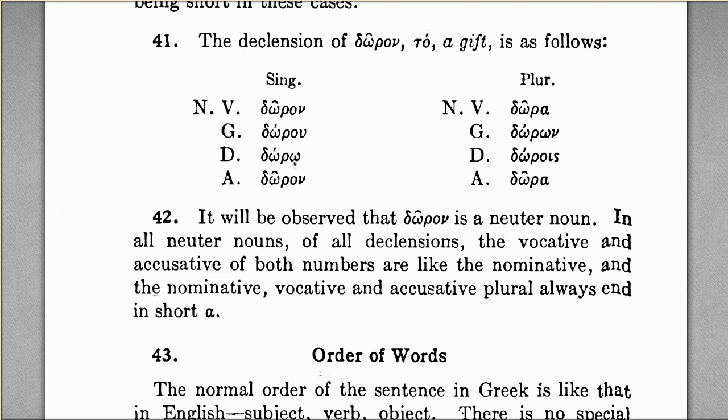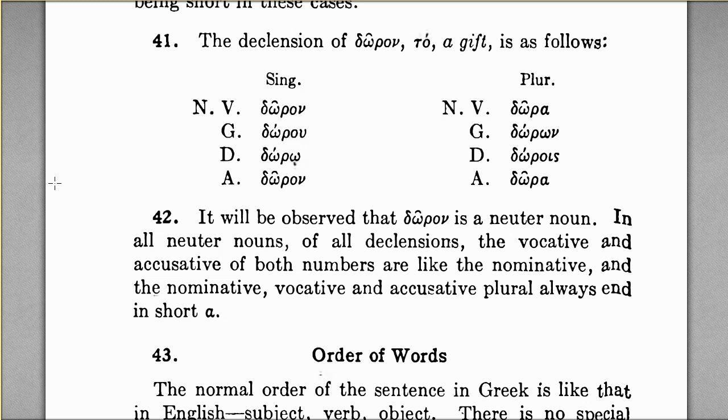41. The declension of doron, to. Notice the article to tells me that that's a neuter. While this is a second declension, it is a neuter second declension. So the declension of doron, to, which is a gift, is as follows.